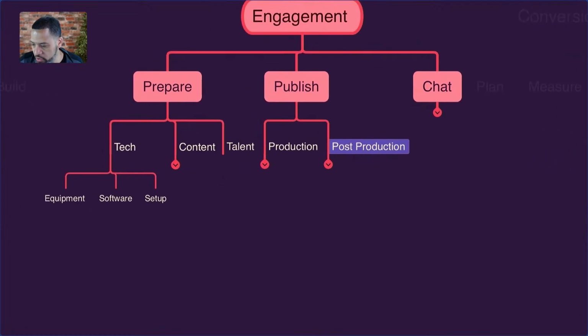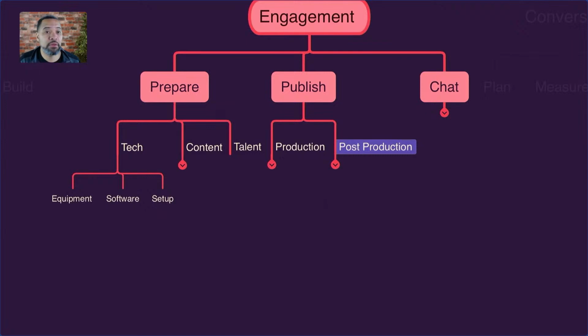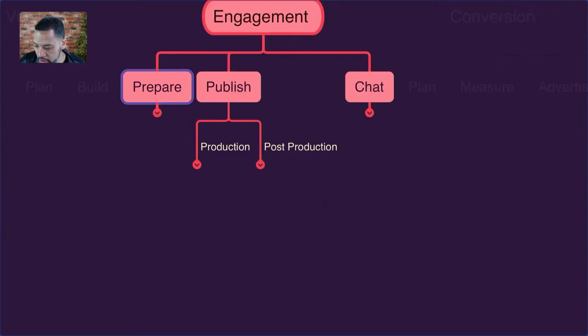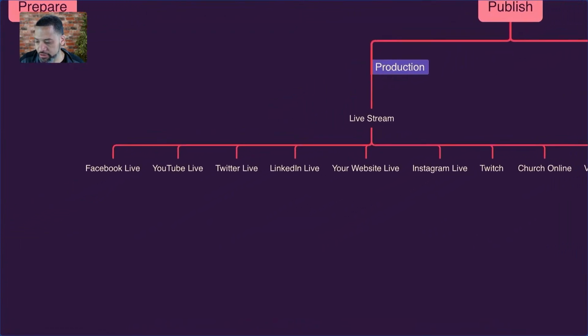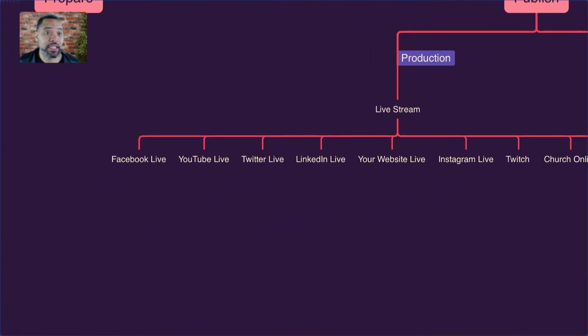All right. So now we're talking about publish, and we're talking about production and then post-production. So production is going to be our live stuff that we're going to talk about here. Let me close this up just so it's not confusing. So our production phase here, right? What we want to do is live stream. We're going to live stream to all basic channels. So I like to call it multi-streaming, right?